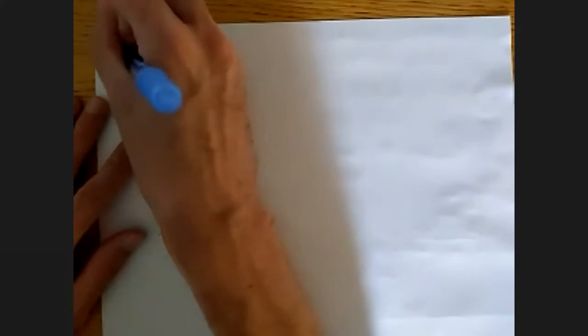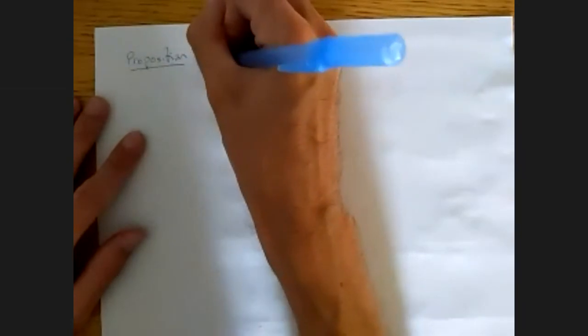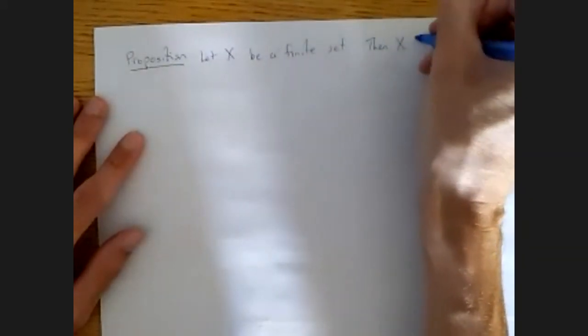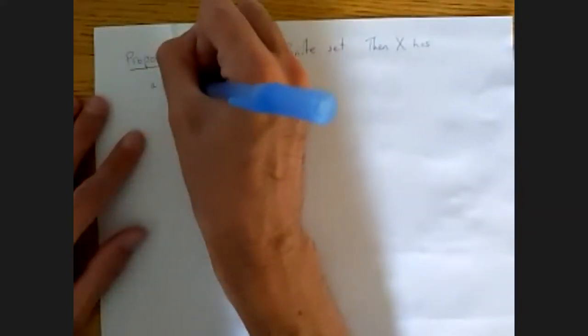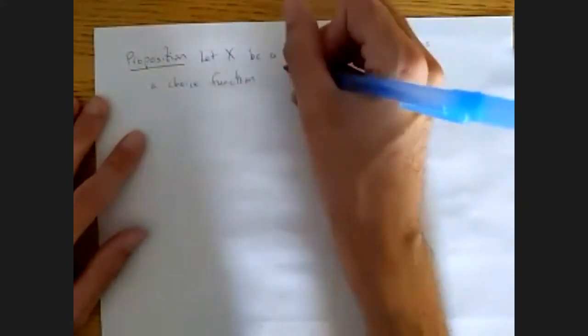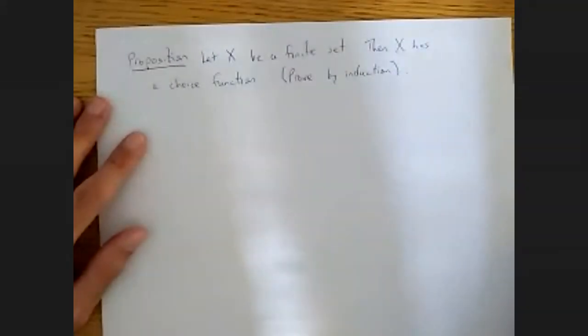So first of all, we have a proposition. Let X be a finite set. Then X has a choice function. And then we would prove that by induction. Just the fact that you have to prove something which seems so trivial might give you an idea as to why the axiom of choice is an axiom.